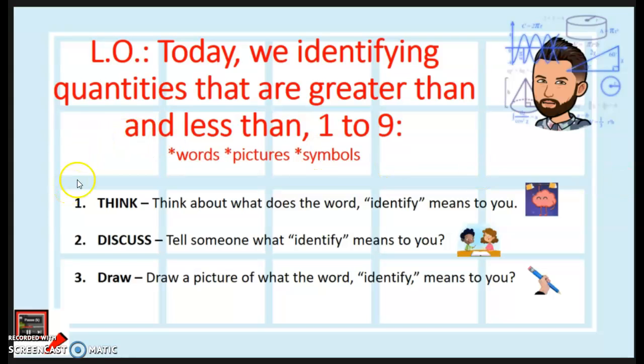Alright kindergartners, today we are identifying those quantities that are greater than and less than 1 to 9. We're going to be using words, pictures, and symbols. So number 1, think about the word identify and what it means to you. 2, discuss and tell someone what it means to you. And then 3, go back to your notebooks and draw a picture of what the word identify might mean to you. Write some words if you can. If you want to, go ahead and write what we're learning, and that's the red words up top in your journal. Pause this video, do those activities, and when you're ready, unpause and let's get started with learning.